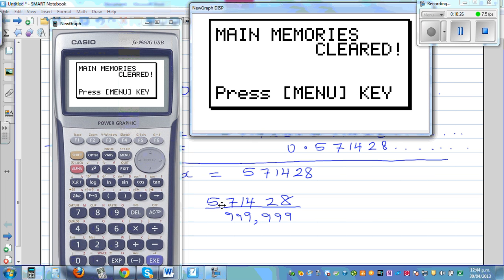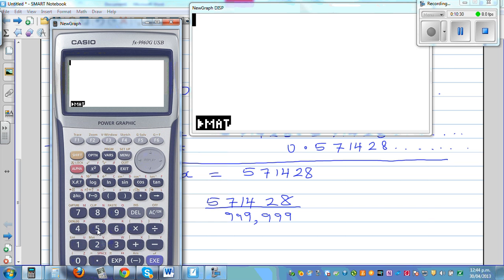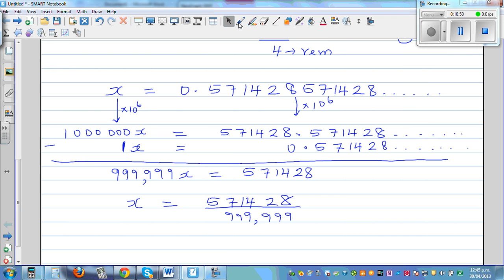This is 4/7. So menu, run. So 571428 over 999999 equals 4/7. Okay, so let me show you that clearly. So this is 4/7, and these are one and the same. So this is equal to 4/7, 4 out of 7.